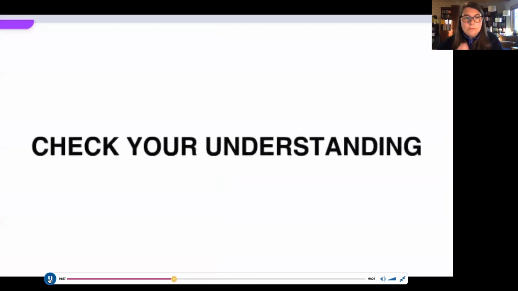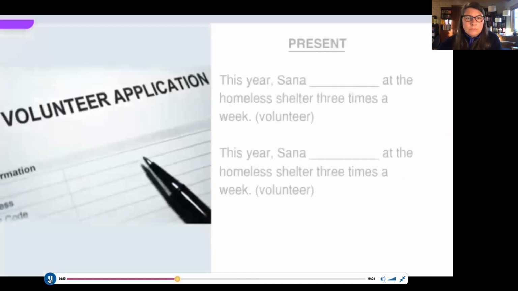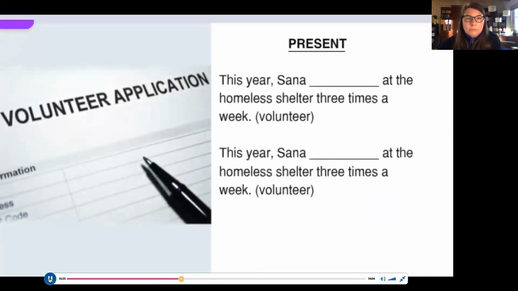Check your understanding. Look at the picture and the tense. Complete the sentences using the correct form of the verb in parentheses. Okay, so this year, Sana has volunteered at the homeless shelter 3 times a week. Oh, this is present. Sorry.